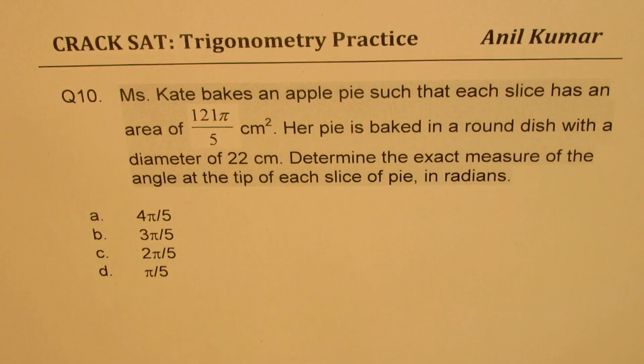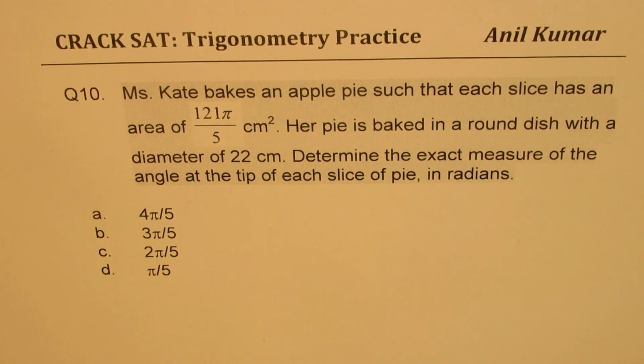The last question here is question number 10. Miss Kate bakes an apple pie such that each slice has an area of 121 pi over 5 centimeters squared. Her pie is baked in a round dish with a diameter of 22 centimeters. Determine the exact measure of the angle at the tip of each slice of pie in radians. So these are the 4 choices for question number 10. I hope you find these interesting and useful. You can pause the video, answer these, and then look into my suggestions.